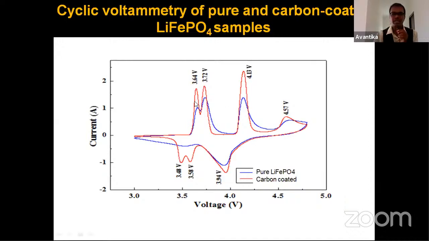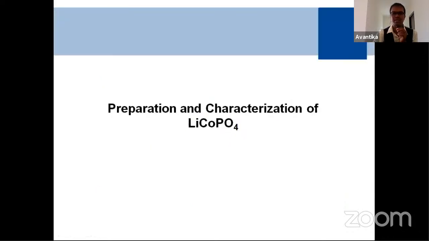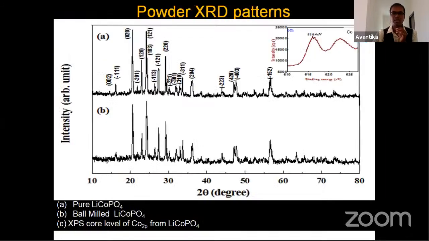And this is the cyclic voltammetry, which is called CV, study of the pure and carbon coated materials. Here you can see the red one is carbon coated and the blue one is the pure one. Then you can see the oxidation peak and reduction peak. For the pure one, it gives a single shoulder. But after adding the carbon, we can see it gives a double shoulder. So this is the importance of adding the carbon.